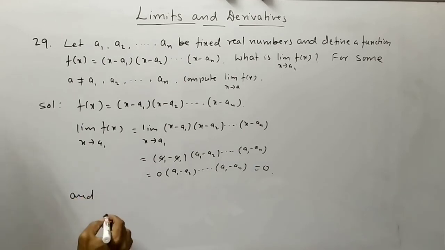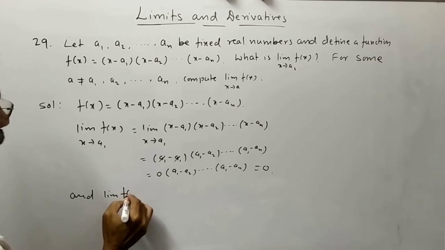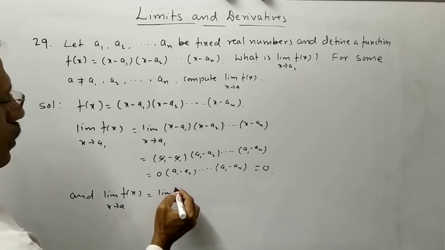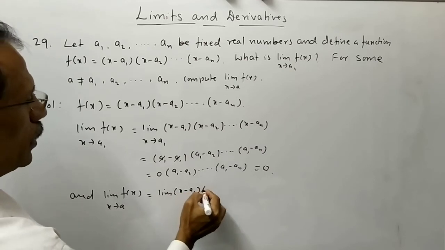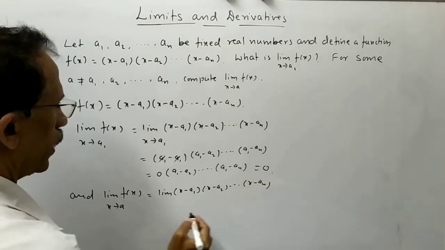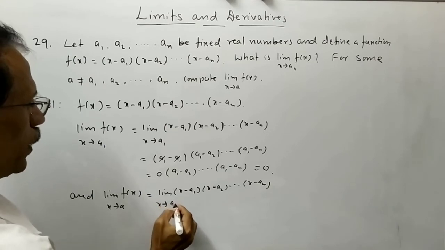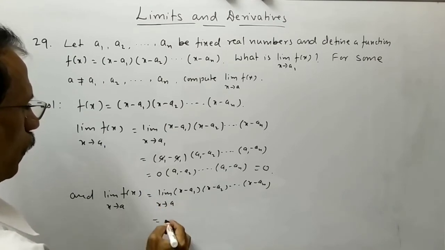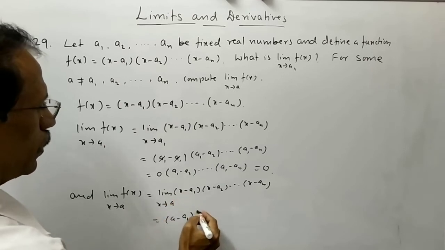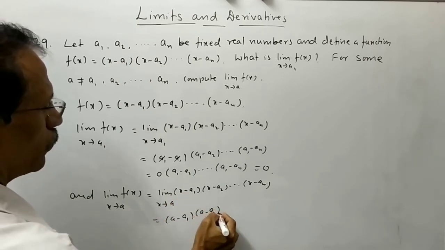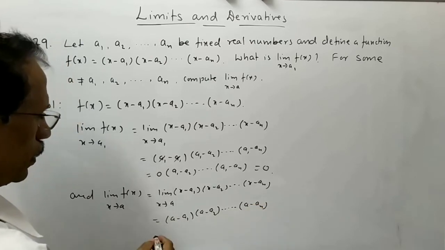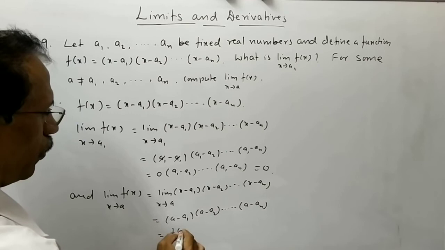And the limit of f of x when x tends to a is equal to the limit of x minus a1 into x minus a2 into ... into x minus an when x tends to a, which is equal to a minus a1, when you take x is equal to a, into a minus a2 into ... into a minus an. This is nothing but f of a.